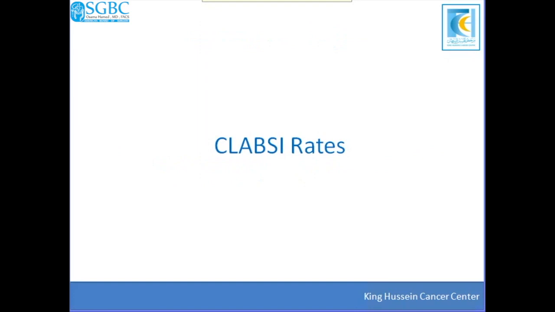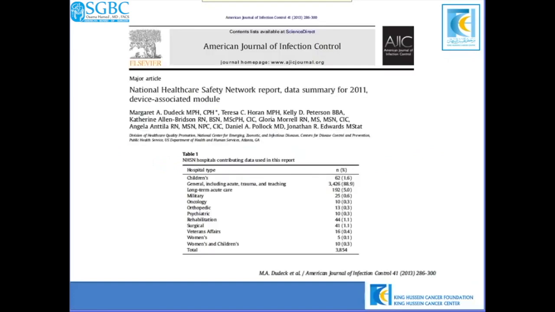Let's look at the CLABSI rates. First, let's just look at the CLABSI rates across the world, especially in the United States. This is called the National Healthcare Safety Network. It's a network established following CDC, and basically they get data from almost 3,800 hospitals in the United States. So it's a huge amount of data that they are kind of enforcing participating hospitals to report every quarter on all device-associated infections, CAUTI, central line, ventilator-associated events. All these events are published on an annual basis. This is the most recent publication in 2013 for the 2011 data.